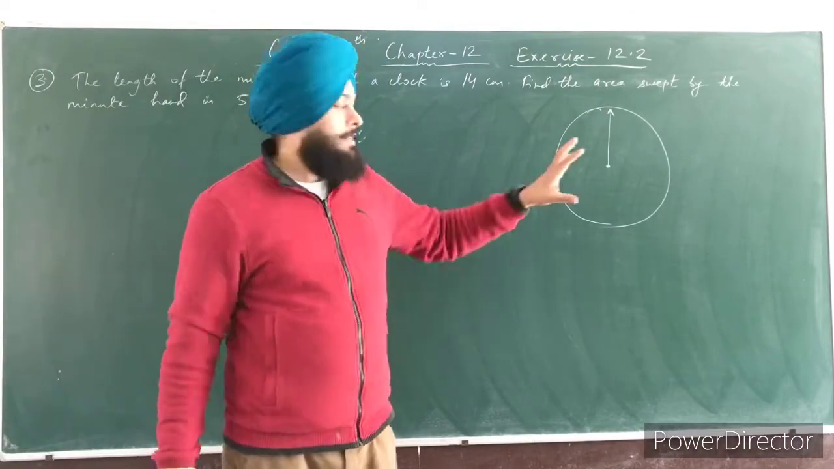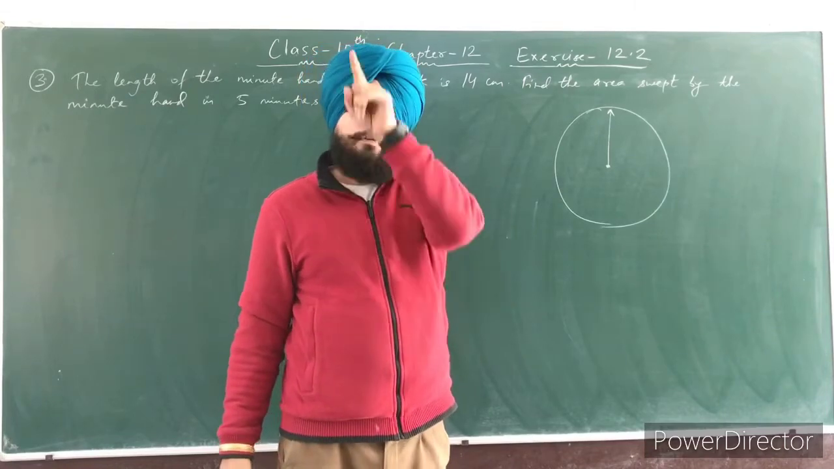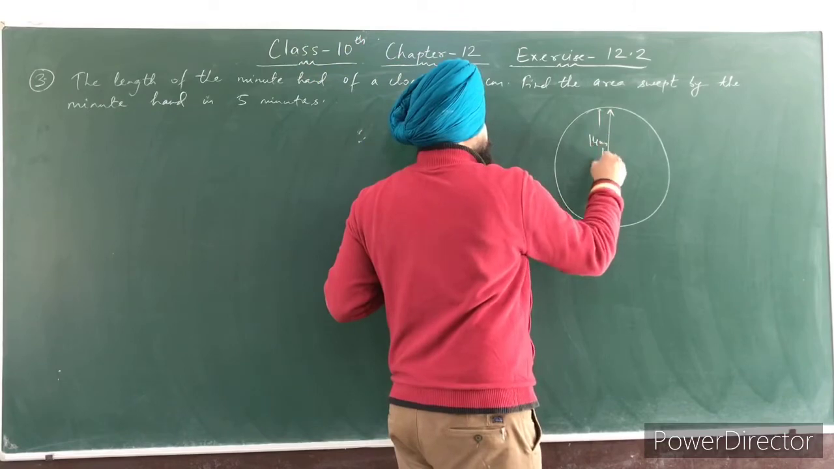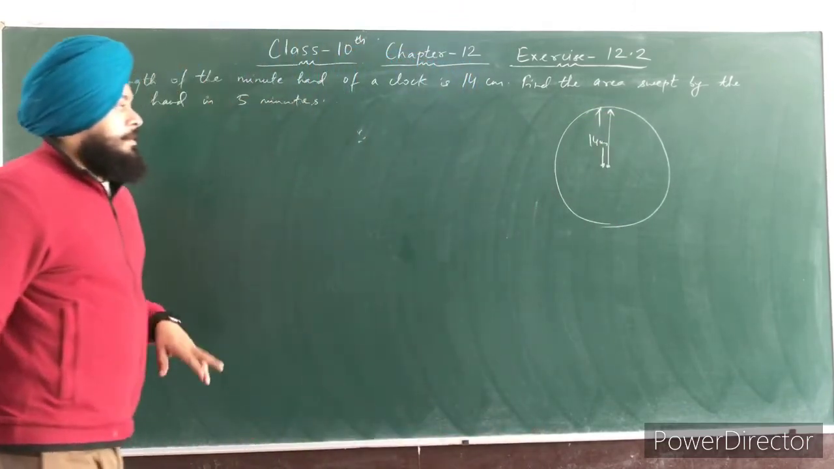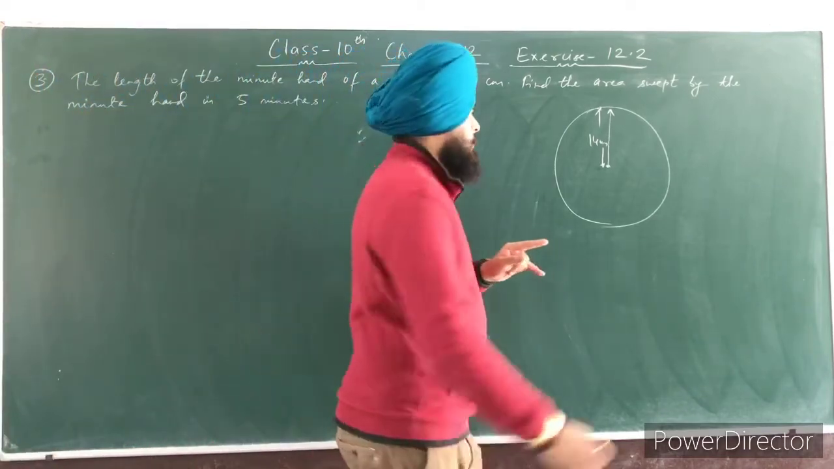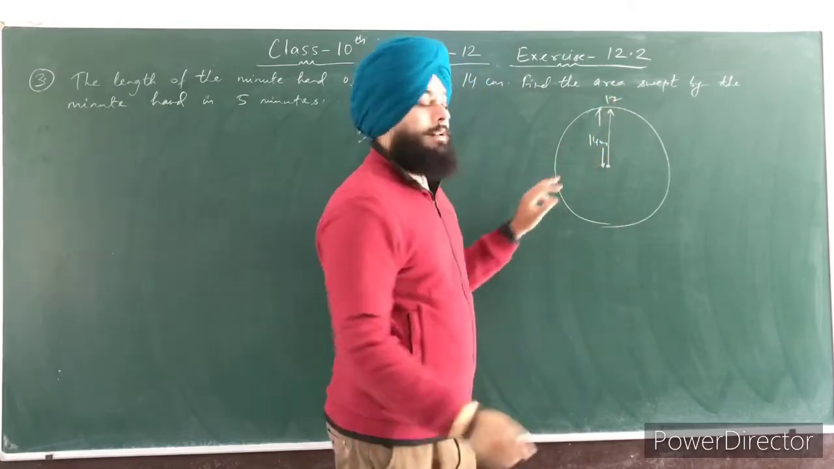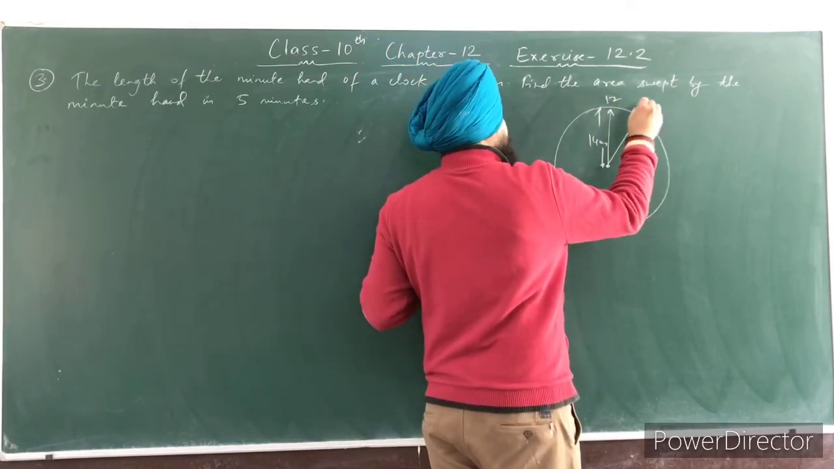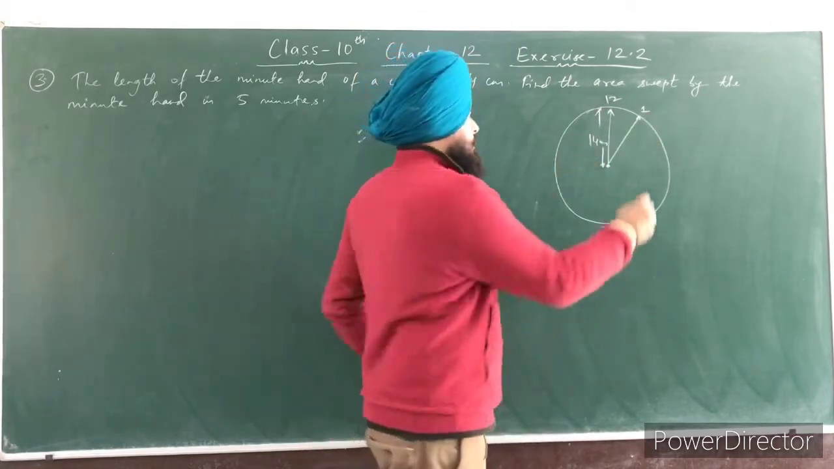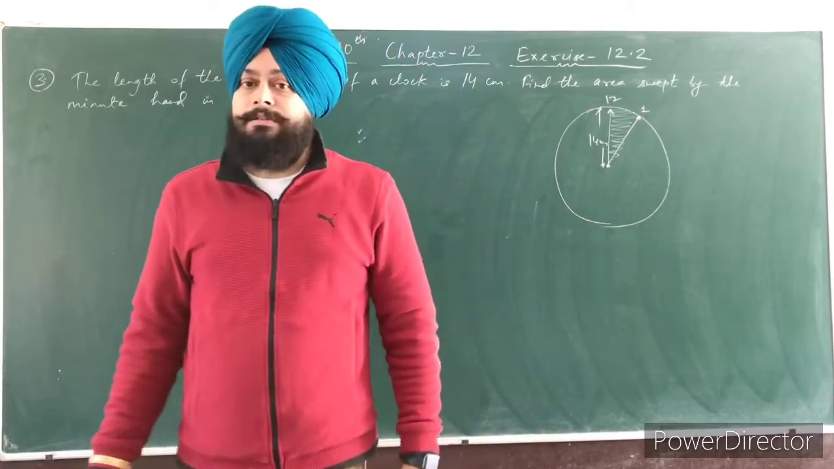It means this length of minute hand is the radius of a circle. The length of minute hand is what? It is the radius of circle. So that is 14 centimeter. Find the area swept by the minute hand in 5 minutes. Suppose that this minute hand is at number 12. After 5 minutes, the minute hand is at number 1. So we will find the area swept by this minute hand in 5 minutes.